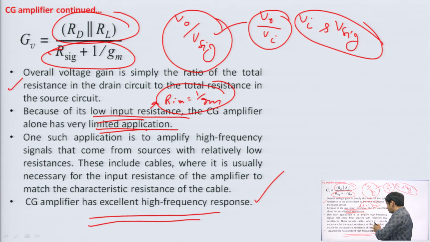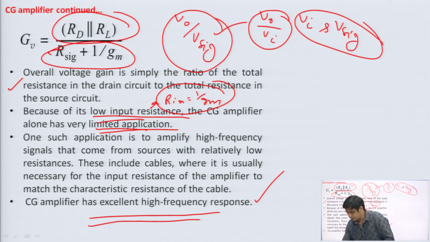It is having excellent high frequency response in comparison with common source amplifier, because in common source there is a Miller effect, there is no Miller effect in common gate. So, I will discuss this Miller effect in further classes when I discuss the frequency response of common source amplifier, fine.